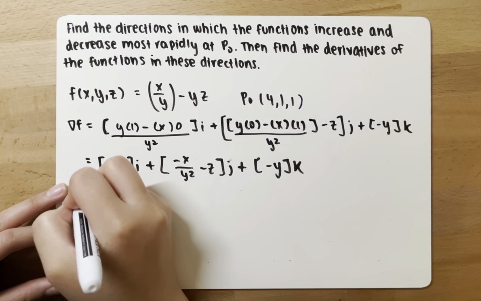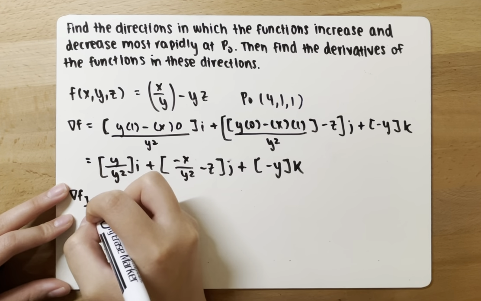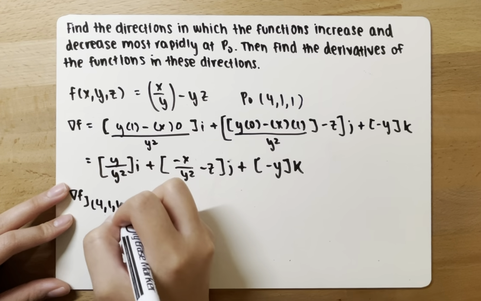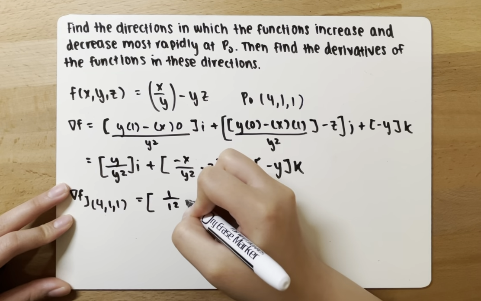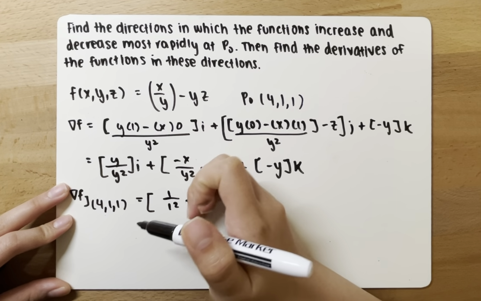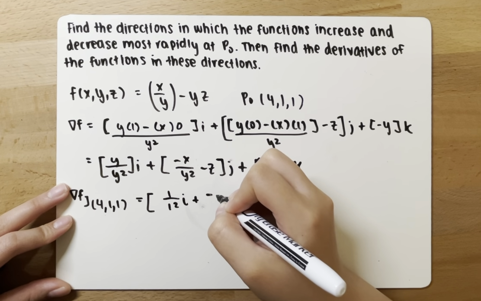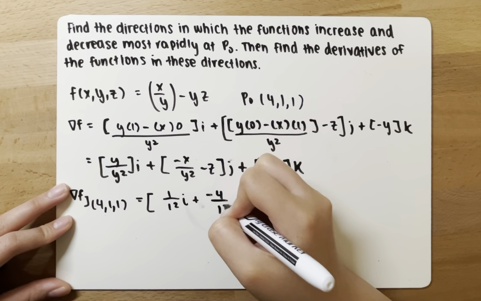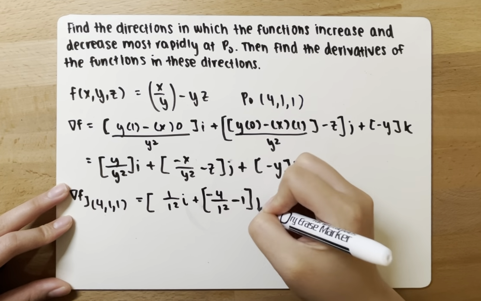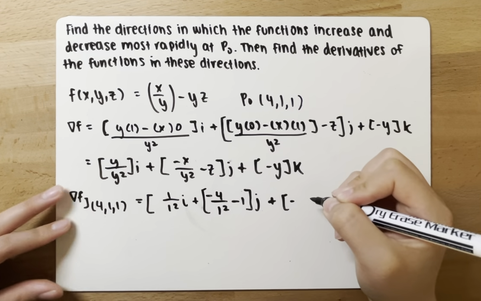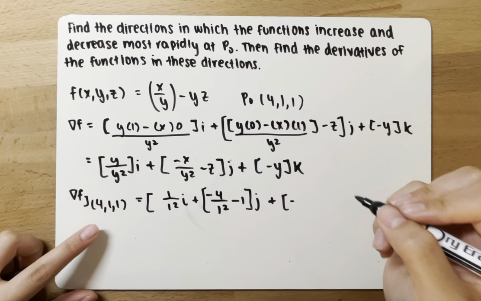Now what you want to do next is to evaluate the gradient at the point 4, 1, 1. Plug in the points. Y is 1, so 1 over 1 squared, this is i, plus negative 4 over 1 squared, minus 1. This is j, plus negative y, which is 1.